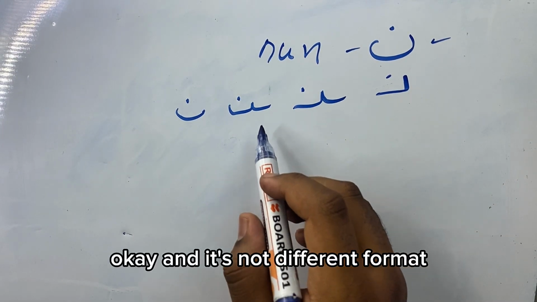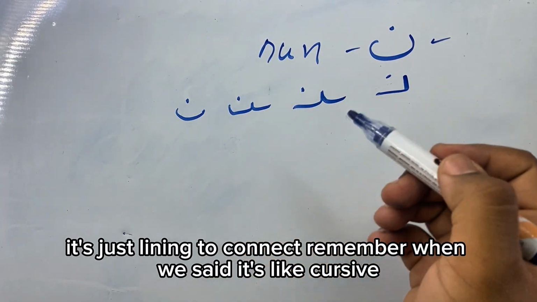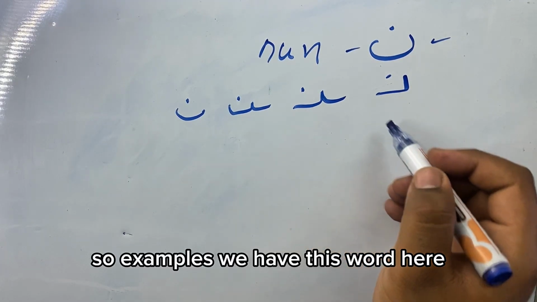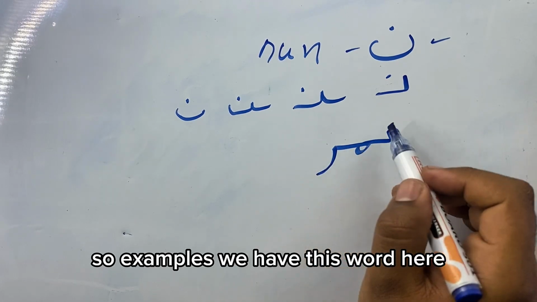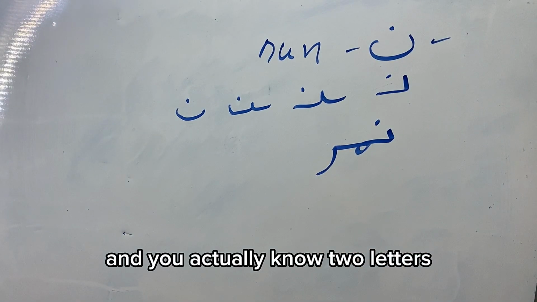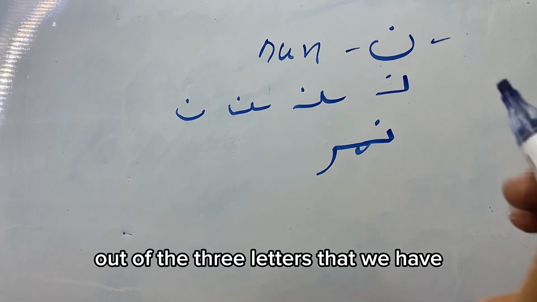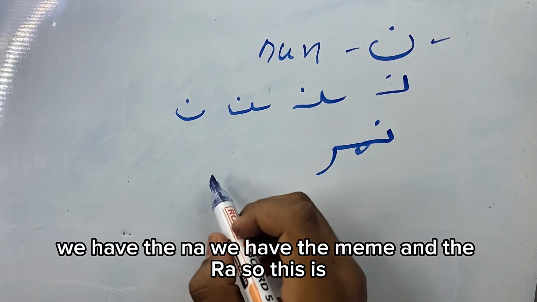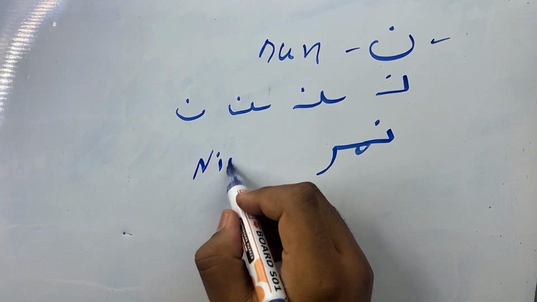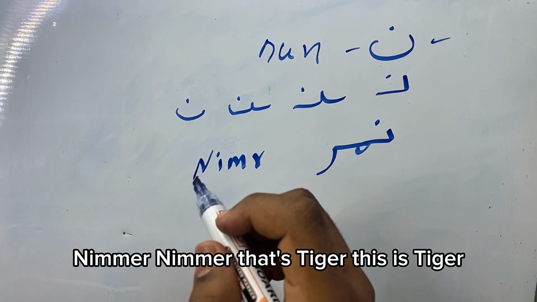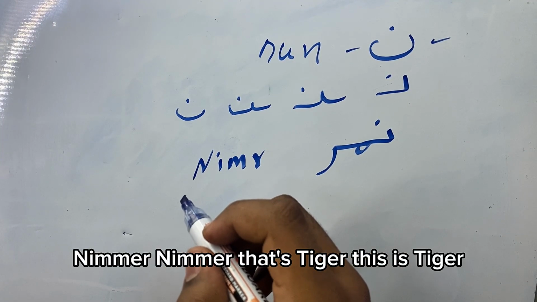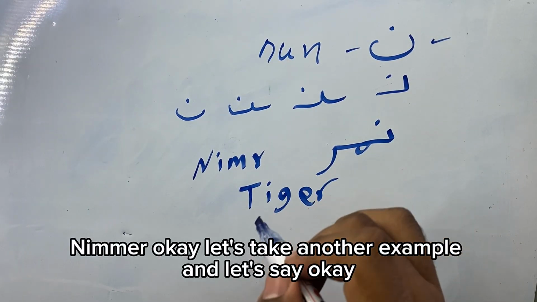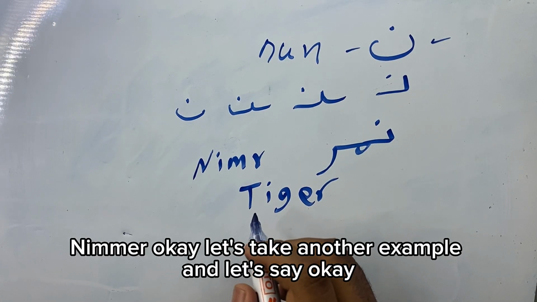Okay, and it's not a different format, it's just lining to connect. Remember when we said it's like cursive? So for example, we have this word here, and you actually know two letters out of the three. We have the n, the meem, and the r. So this is nimr. Nimr, that's tiger. This is tiger.